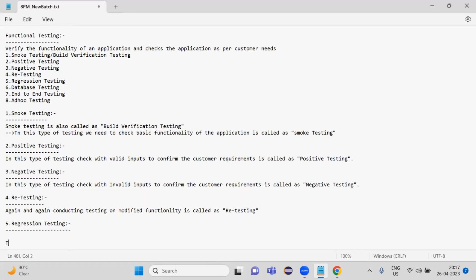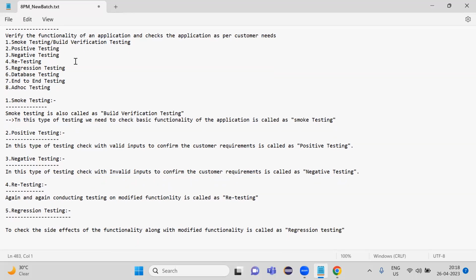Regression, for understanding purpose, I told: to check the side effects of the functionality, along with the modified functionality. If the developer has modified something, we have to check other side effects also, whether it is working properly or not. That is called as which testing? Regression testing.